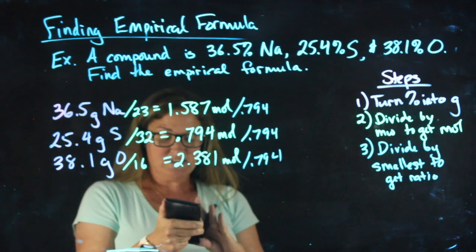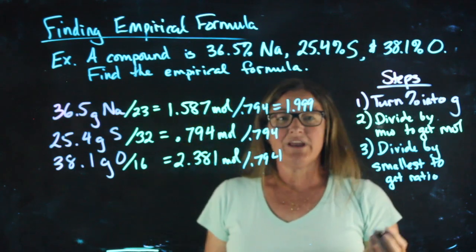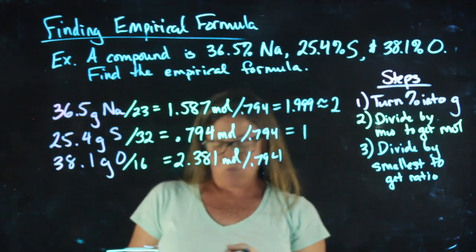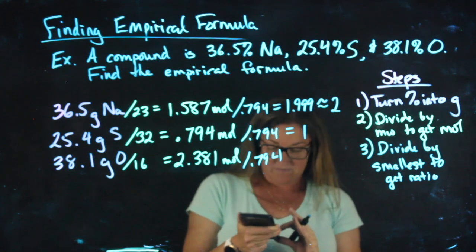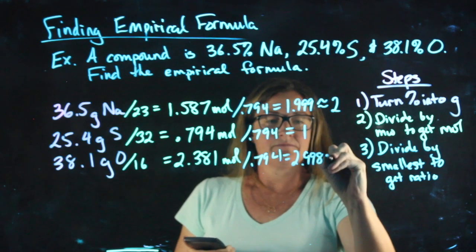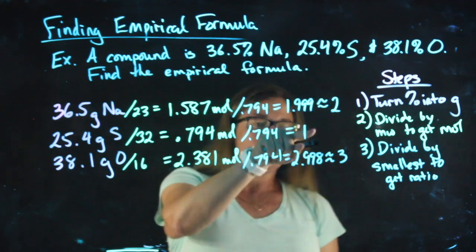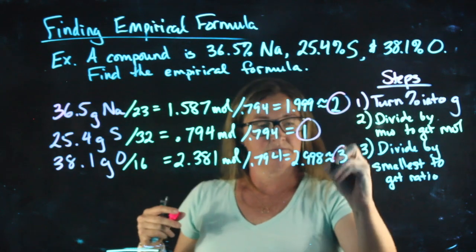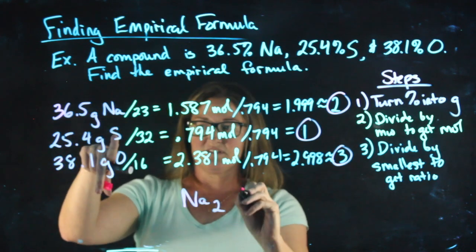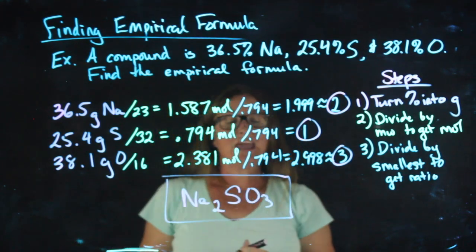1.587 divided by 0.794 gives me 1.999. 1.999 is pretty close to what? 2. 0.794 divided by 0.794 is 1. 2.381 divided by 0.794 gives me 2.998, which is pretty darn close to 3. These ratios, 2 to 1 and 3 to 1, these numbers become my subscripts. My formula has 2 sodiums, 1 sulfur, and 3 oxygens, giving me Na2SO3.